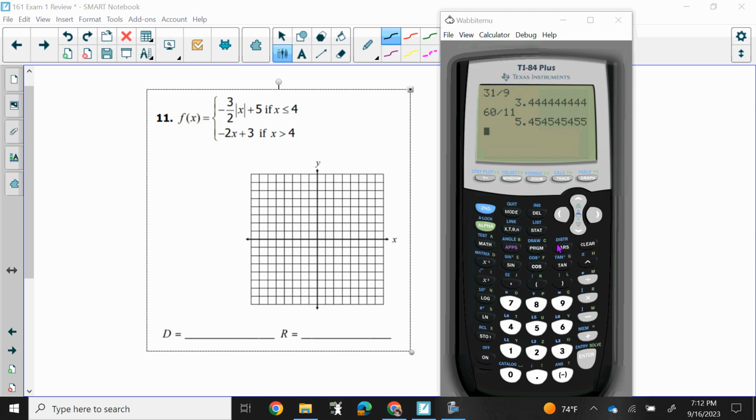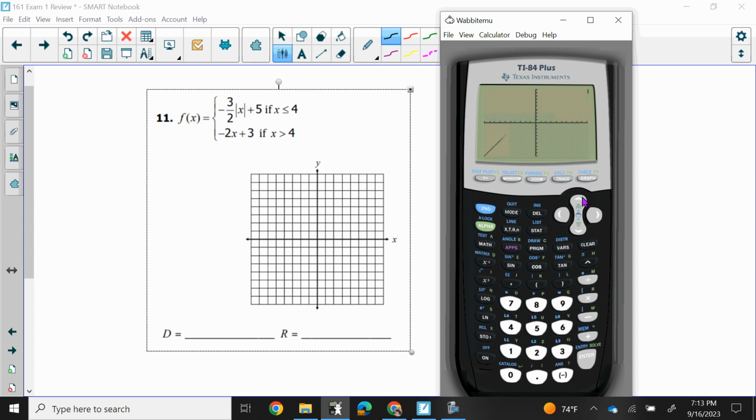So I'm going to use my calculator. I'm going to do negative 3 divided by 2. Now to do absolute value, I go to num and I put x, right? And then I do plus 5. Okay? So we want where x is less than or equal to 4.